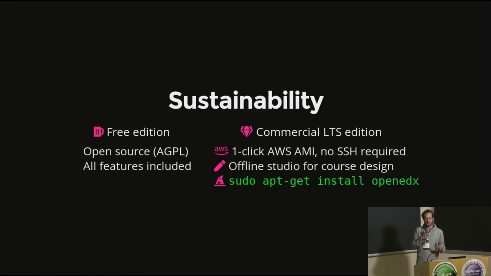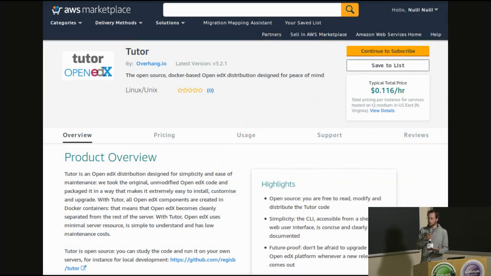Like I said, there's an AMI on AWS. This is a commercial AMI. By commercial, I mean $50 a month or $500 a year. So if you want to support Tutor, it's extremely easy. You don't have to come to me and give me cash. Just launch an AMI image on AWS.